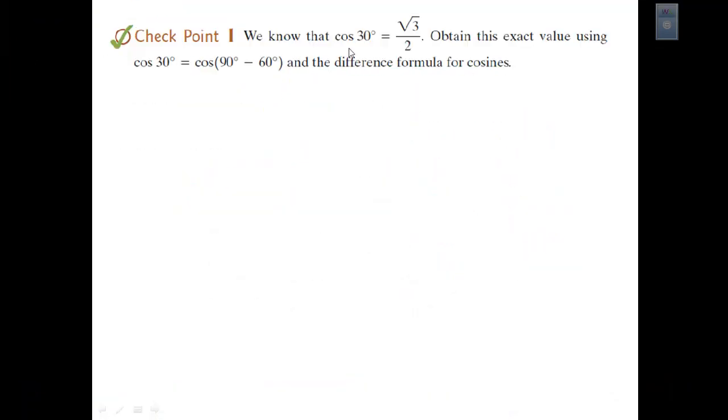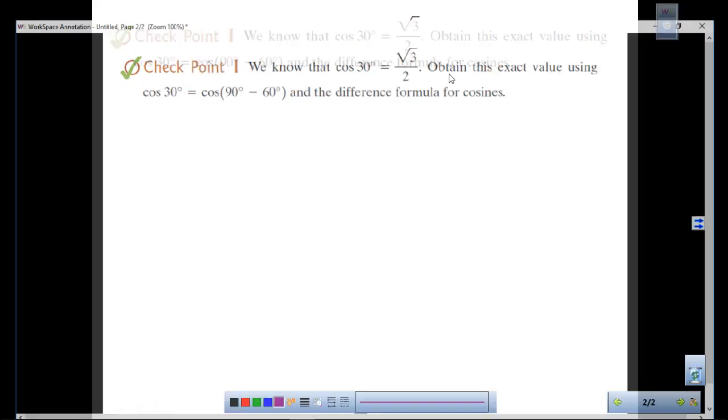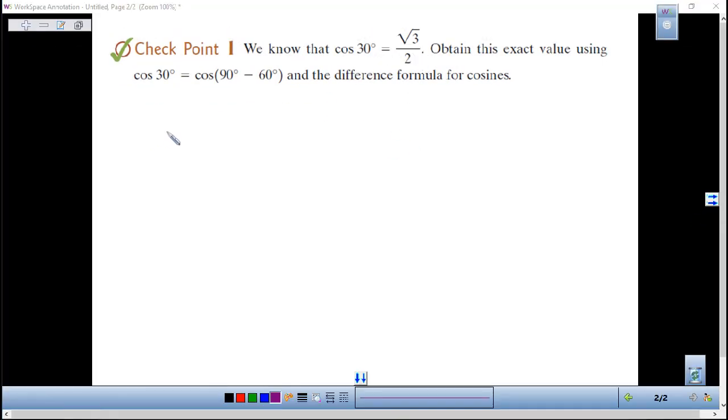All right, now we know that the cosine of 30 degrees is the square root of 3 over 2. Let's obtain this exact value using cosine of 30 equals cosine of 90 minus 60 in the difference formula for cosines. All right, so all we're doing is we're verifying that we're going to get this. So the cosine of 30, but we're going to use that as the cosine of 90 degrees minus 60 degrees.